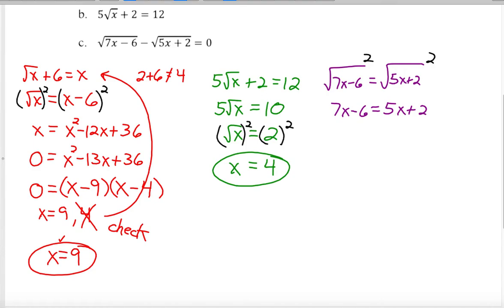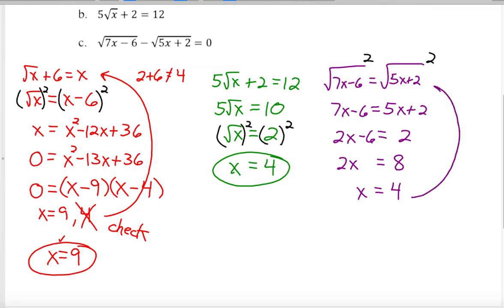Let's subtract 5x from both sides. That would give me 2x minus 6 here and just a 2 over here. Then I'll add 6 to both sides. So I'll just have a 2x on the left and I'll have 8 on the right. Divide by 2, we get x equals 4.